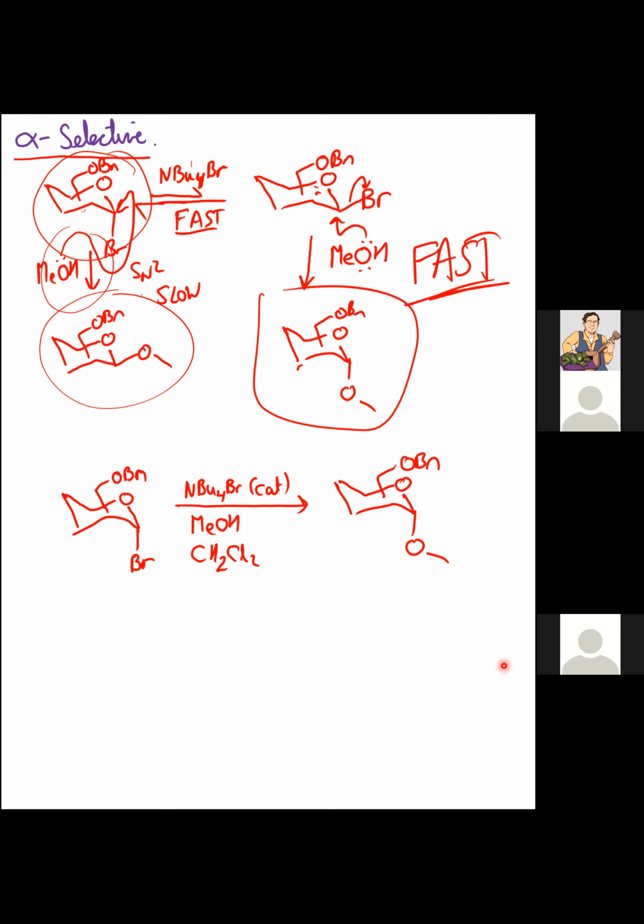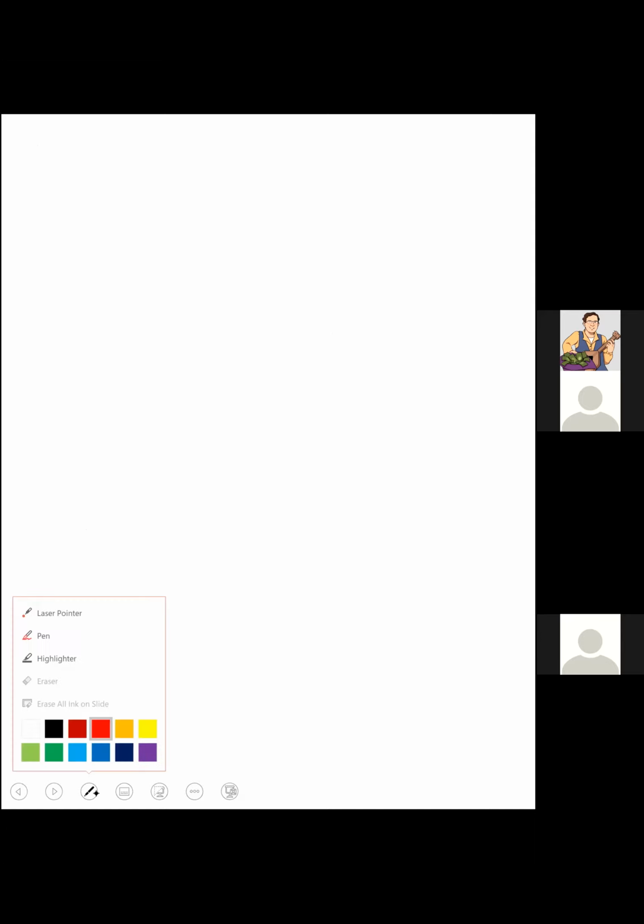So we can make an alpha selective one. What if we want to do beta selective?